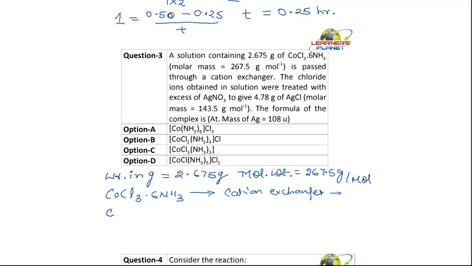And due to which what was obtained? The chloride ions, right? Now these chloride ions were treated with what? AgNO3. So what will you obtain? You will obtain AgCl, right? So the amount of chloride ions liberated will be equal to the amount of AgCl formed. So how much of AgCl is formed over here? It is 4.78 grams of AgCl formed, and its molecular mass is 143.5.